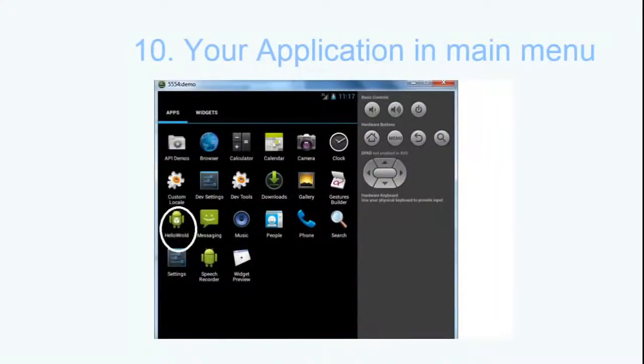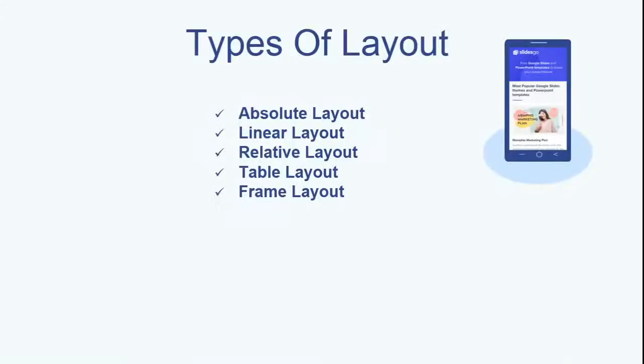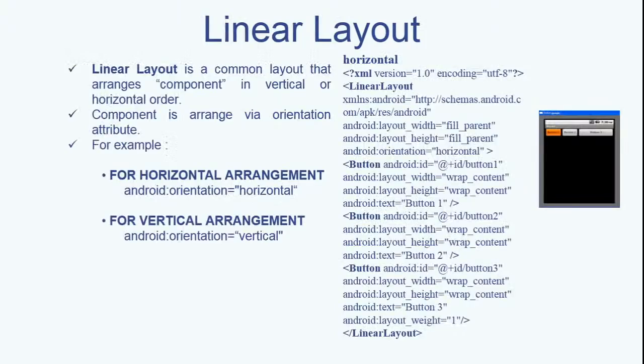Okay, so next one is introduction to layouts and widgets. In layouts we have different types: absolute layout, linear layout, relative layout, table layout and frame layout. Absolute layout is nothing but an arrangement of horizontal or vertical. If you are converting your screen into horizontal or vertical, you can use it. That is horizontal arrangement or vertical arrangement.